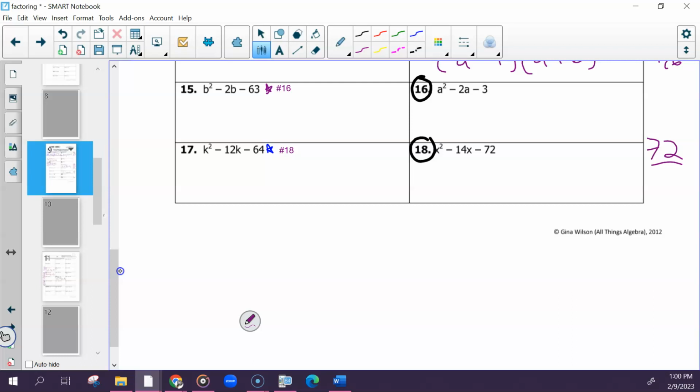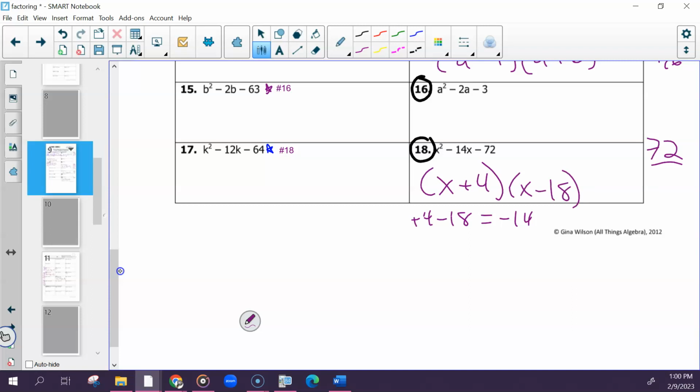Factors of 72. Okay, so let's start there. If I made one of those negative and added them together, would we get negative 14? No. So it's not that one. 18 and 4. Which one would be negative? 4. So if I did positive 4 plus negative 18, would that give us negative 14? Okay, so then our factors would be x plus 4 and x minus 18.